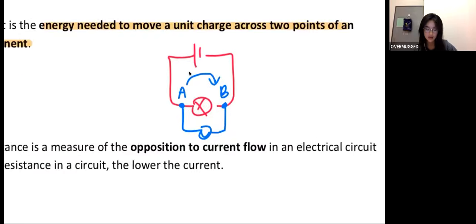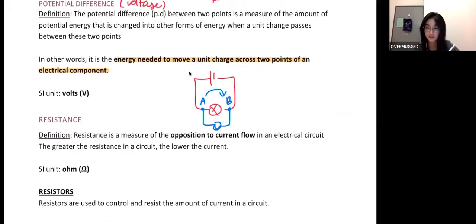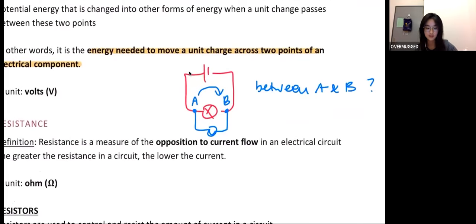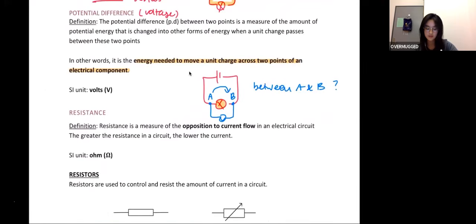This means, if I draw my voltmeter like this, I'm asking you what is the voltage of the component between A and B. For this particular circuit, there's only one thing between A and B. It is this bulb. So whatever we measure, if the voltmeter says this is 5 volts, it means that this bulb has a voltage of 5 volts.